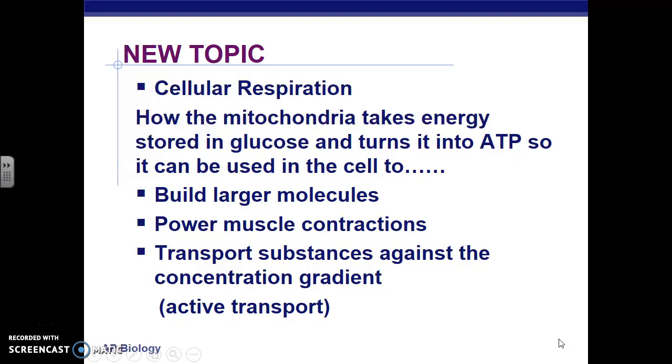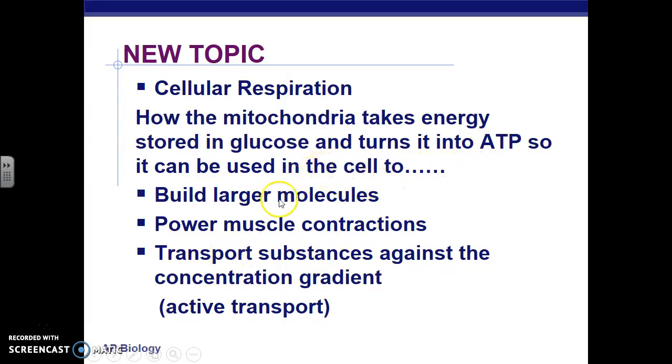Respiration, which occurs in the mitochondria, is how the mitochondria takes the energy that's stored in glucose, and you get glucose from food. Anything that has sugar in it has glucose. The mitochondria takes the energy in glucose, stores it, and turns it into ATP, so it can be used by cells.